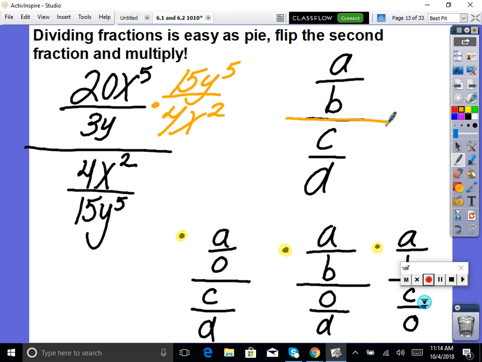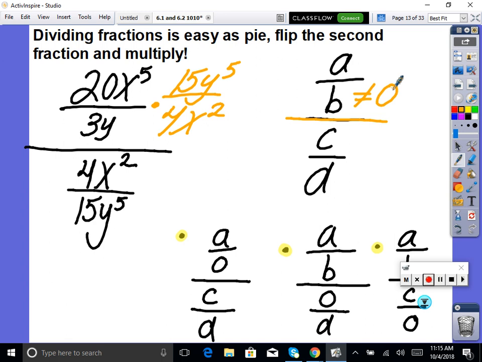Let's just go through some scenarios here. A divided by 0. Can we divide by 0? Can 0 be in the denominator? No. So we would have to say that we've got to restrict b. B cannot equal 0. True? Okay, let's look at scenario number 2.